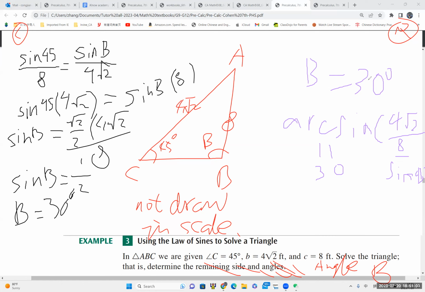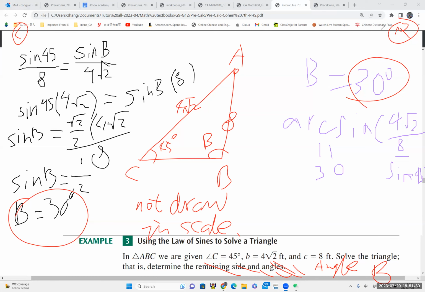Oh, okay, I know what you mean. So you mean B equals 30 degrees, right? Yes. But if it's an exam, maybe you just get half the score. Think about why. Why? Because there are two cases. Yeah, you just think about it.